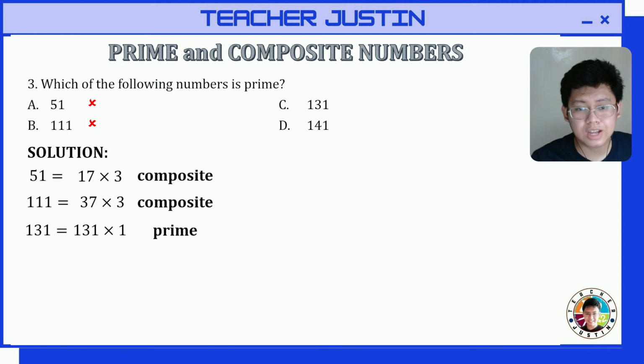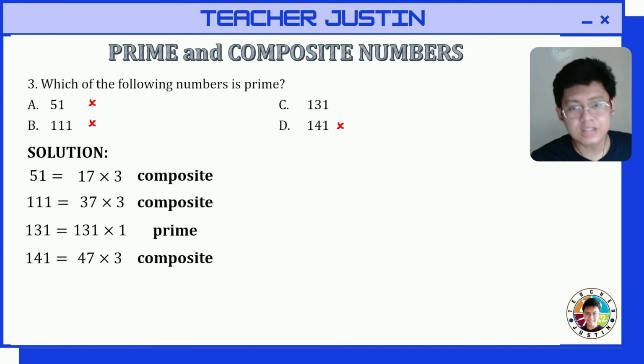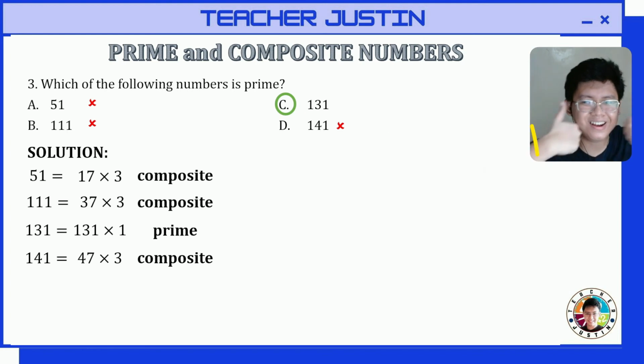Okay. Let's try to test 141. Okay. So, 141, meron din siyang factor na 47 times 3. So this is also a composite number. So dito sa set of numbers that we have here, the only prime number is letter C, 131. And that will be our final answer. And that's it! Ta-da! Alright.